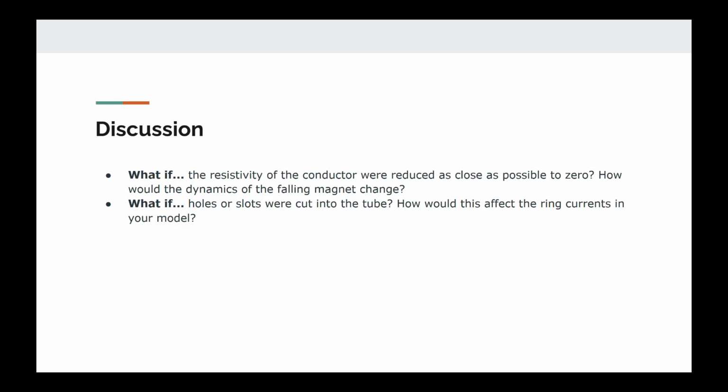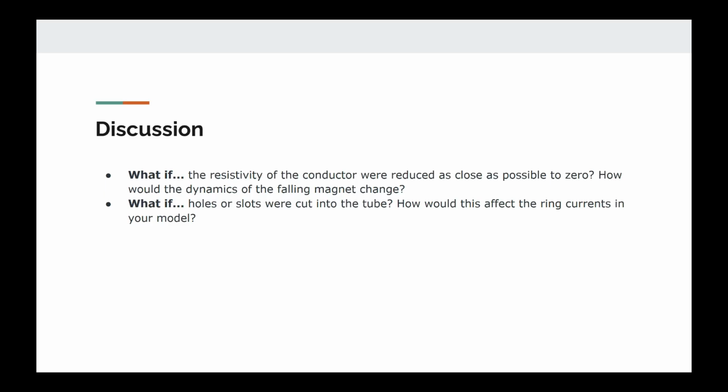For discussion, the two questions we must talk over start with the resistivity. If the resistivity of the conductor were reduced as close as possible to zero, what would happen? This would allow the current induced in the tube to be perfectly propagated around the loops of the tube when sliced, as talked about before. This would mean more current would be induced at lower voltages, or rather at lower EMF, which would allow more magnetic field to be generated, pushing back into the bar magnet, leading to a slower drop.